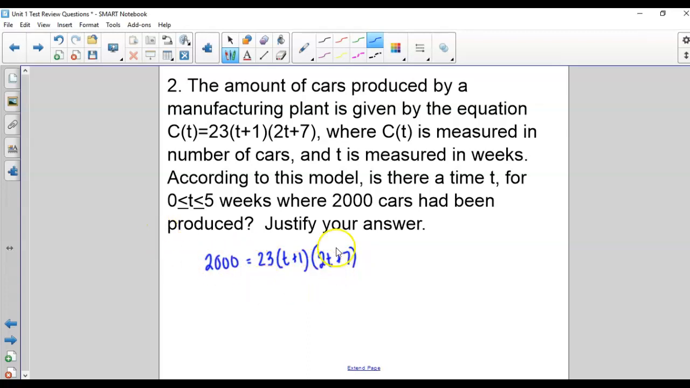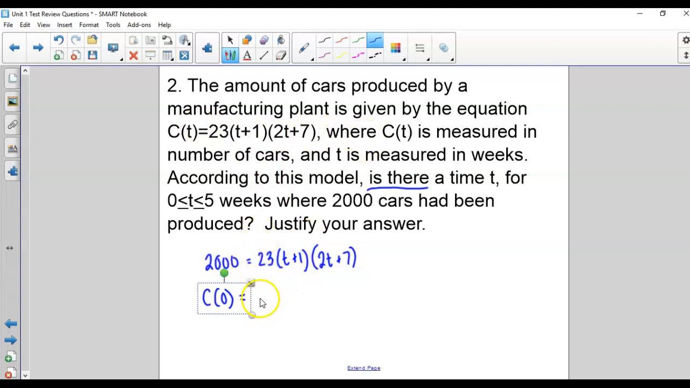So if you look at the question again, according to the model, is there a time t between 0 and 5 where we have 2,000 cars that have been produced? We don't have to tell what it is, we just have to figure out if there is one. So we can use the intermediate value theorem for this. If we find C of 0, and this is a continuous function, so it will apply.